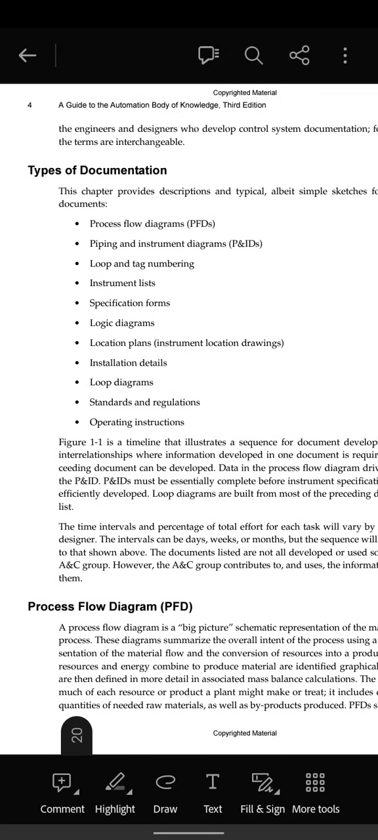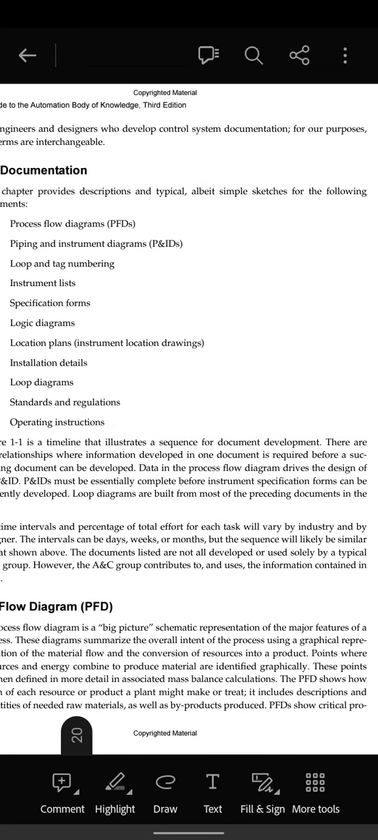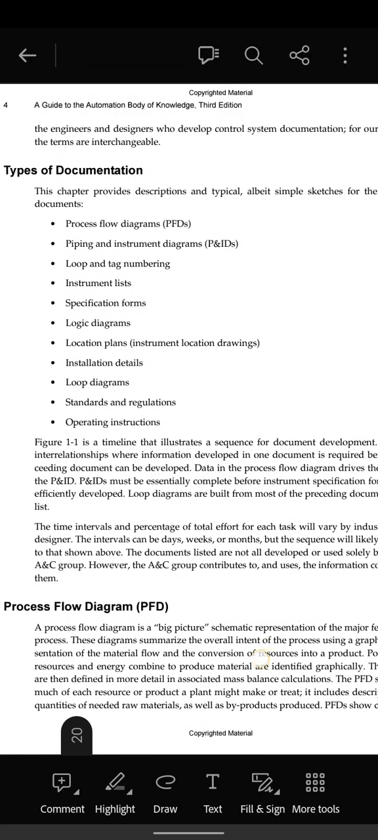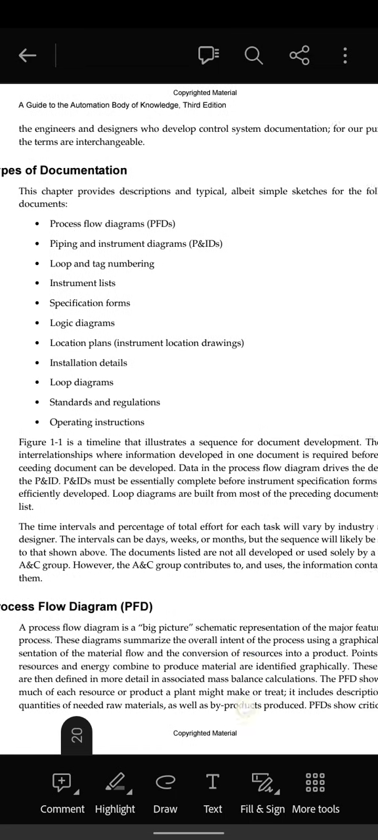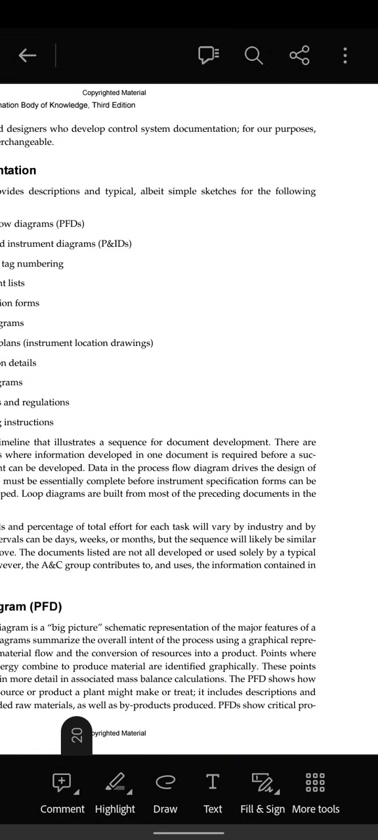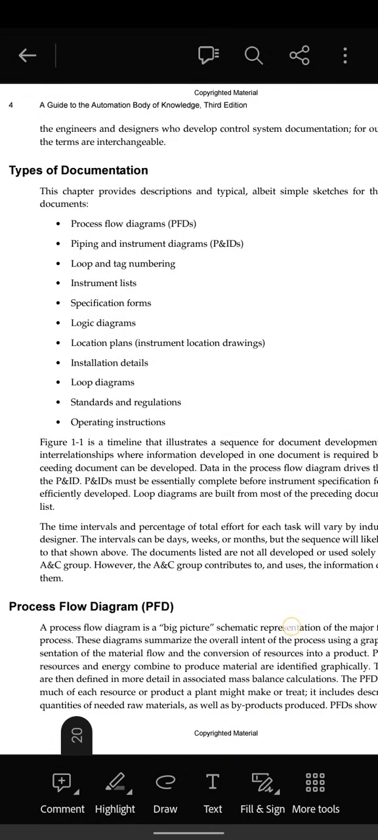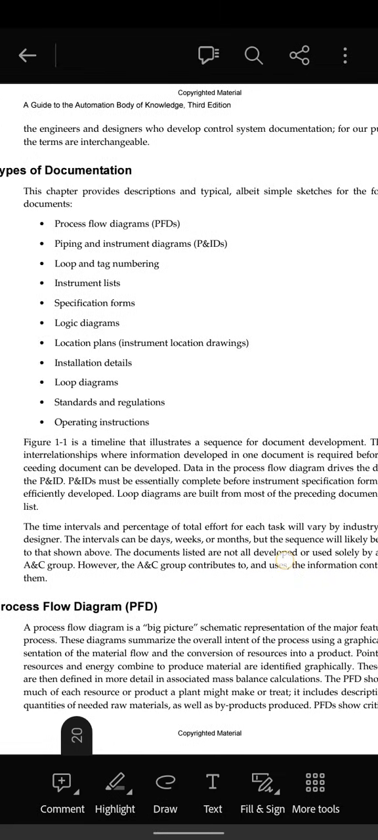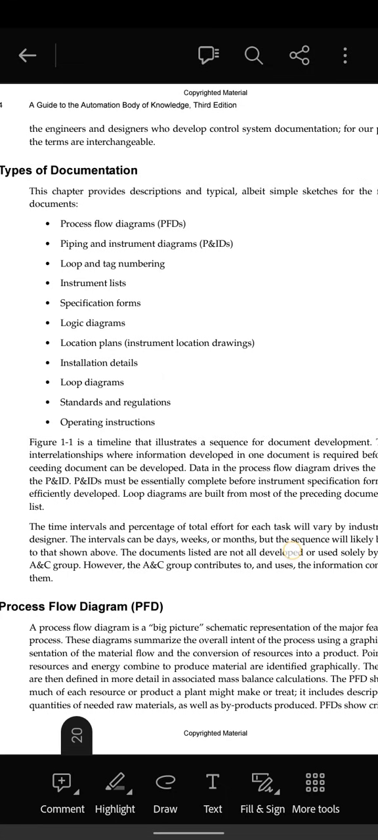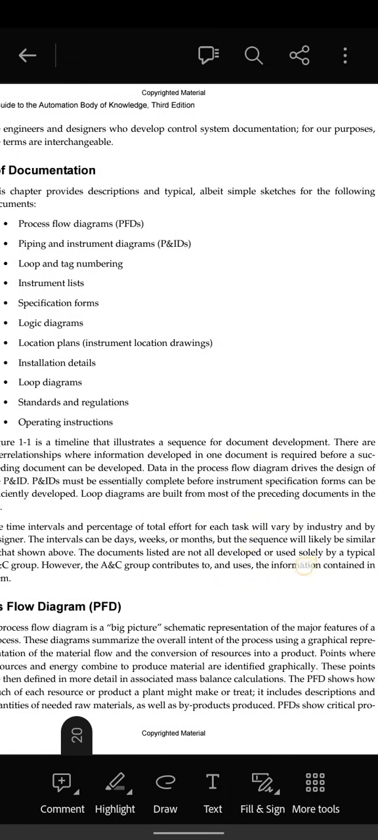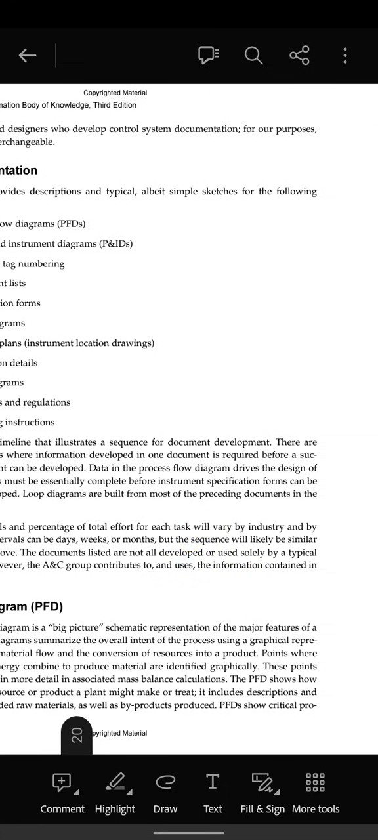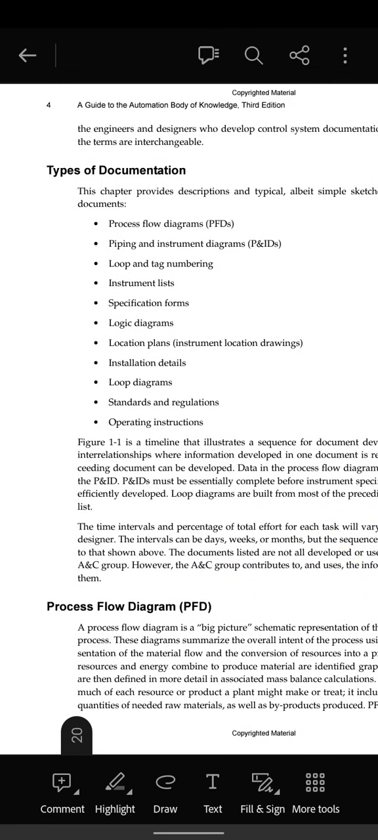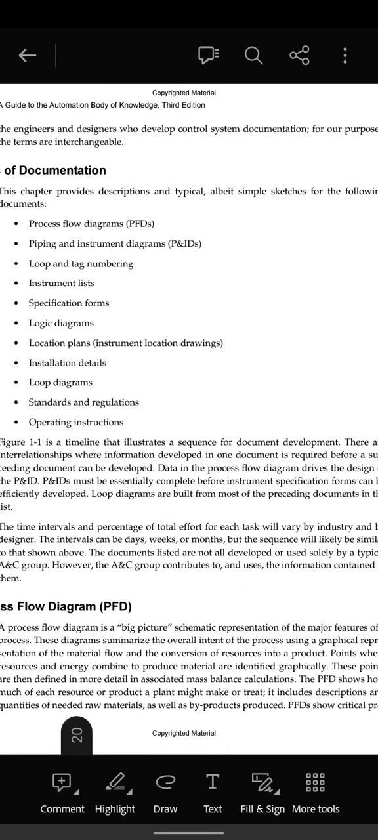Process flow diagram (PFD). A process flow diagram is a big picture schematic representation of the major features of a process. These diagrams summarize the overall intent of the process using a graphical representation of material flow and conversion of resources into a product. Points where resources and energy are combined to produce material are identified graphically. These points are then defined in more detail in associated mass balance calculations.